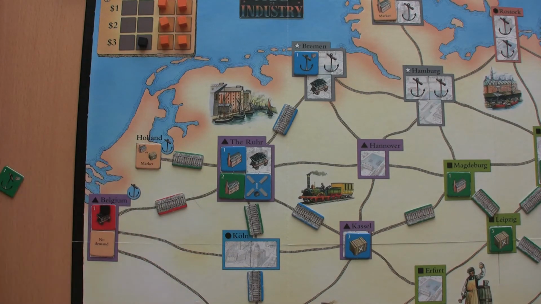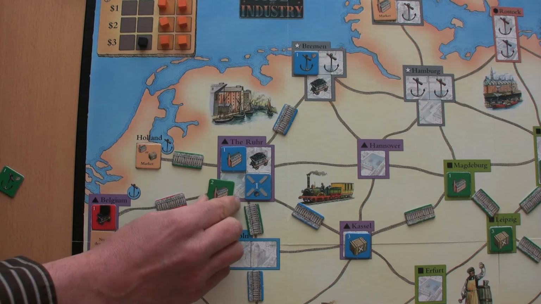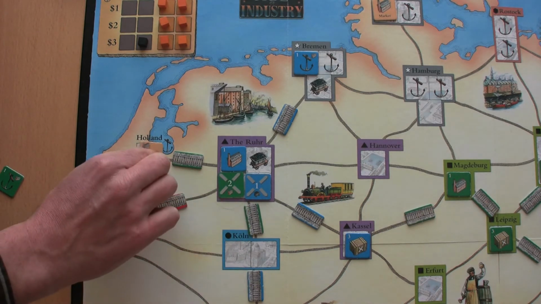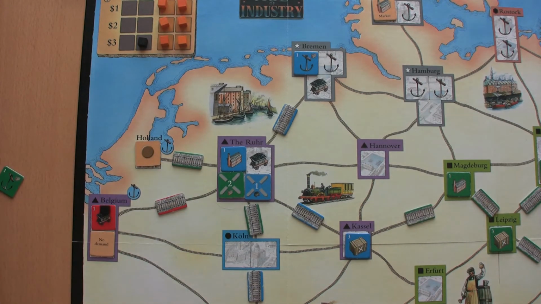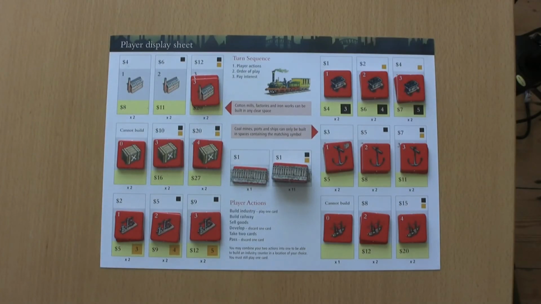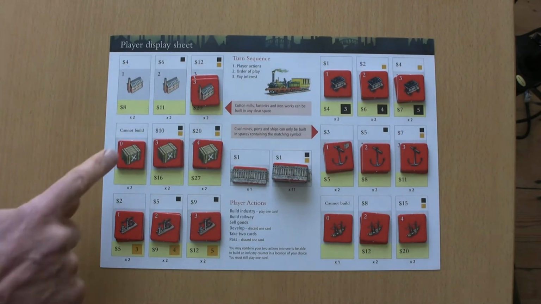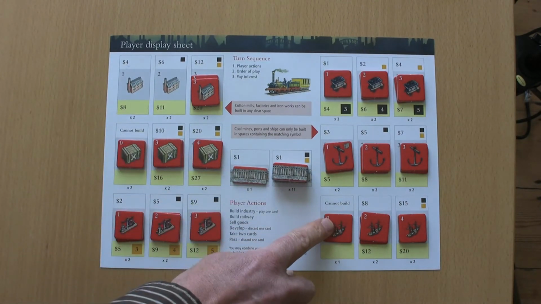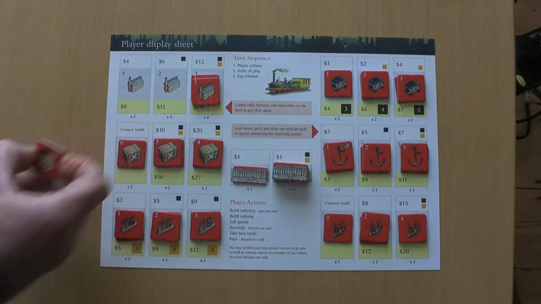There are a couple of restrictions. The industry you sell from must match the kind of goods the market will accept, and a level 1 port will only accept cotton. Development. This action allows you to remove one industry counter from your player display. To do this action, a player must discard one of the cards from their hand. This is the only way to remove the level 0 factory and ship technologies.